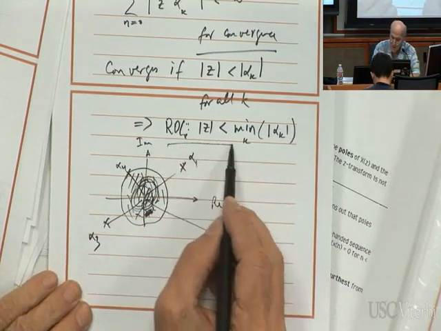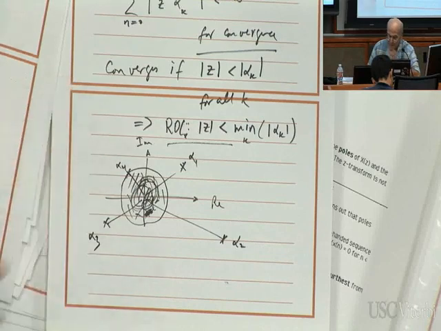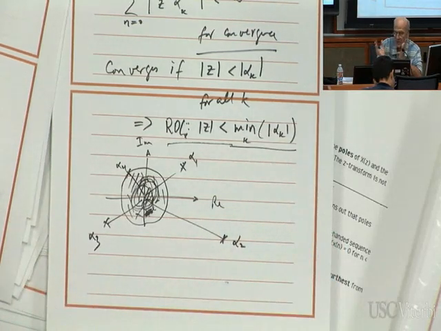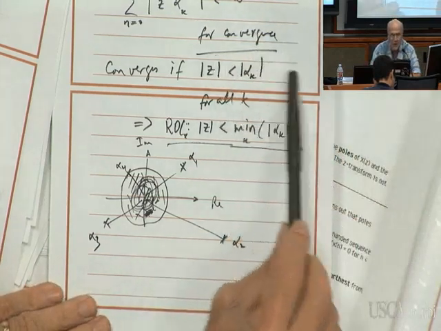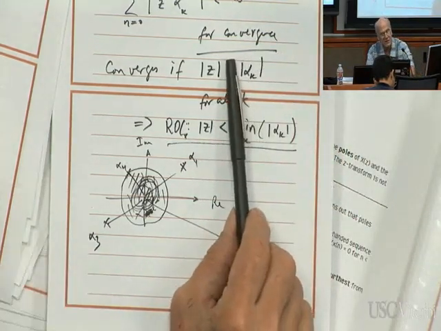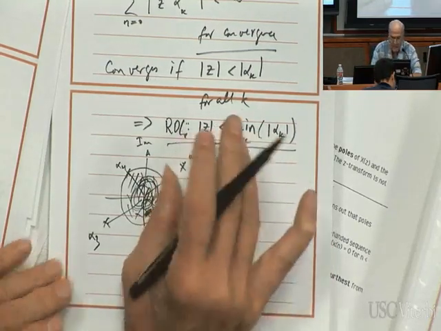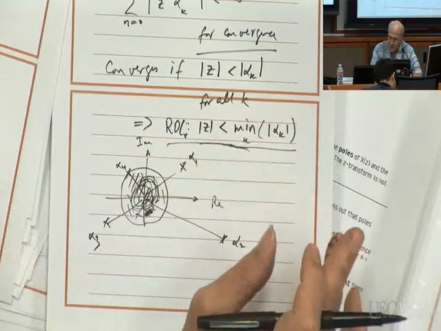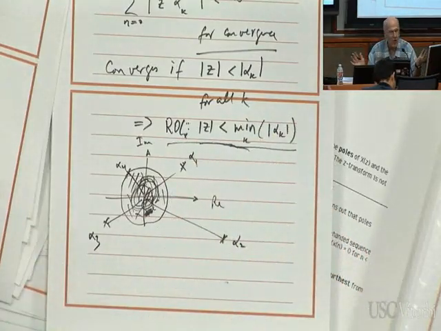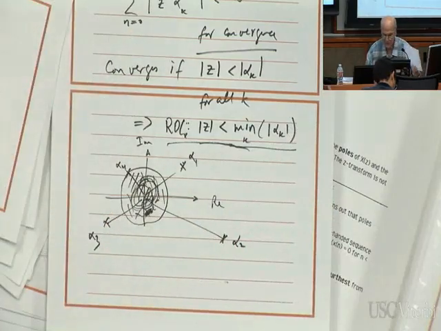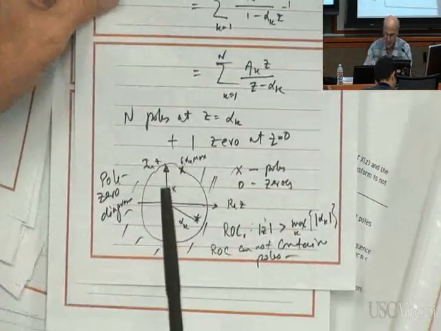Again, it's analogous to the right-sided case, where the sums are right-sided. It's the same type of thing. You have a bunch of conditions to satisfy, and the only way you can satisfy all of them at once is by making the magnitude of z less than the minimum of all the alpha sub k. So you get this picture. Those are the two pictures: for sums of left-sided, interior, and for sums of right-sided, exterior.